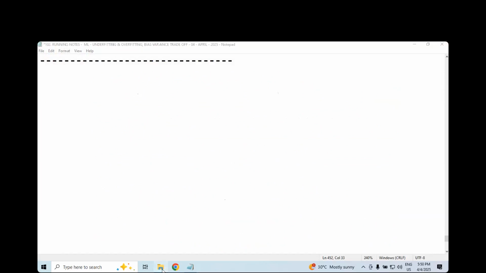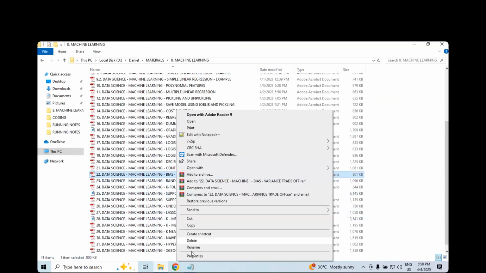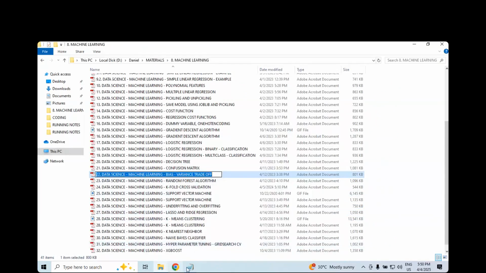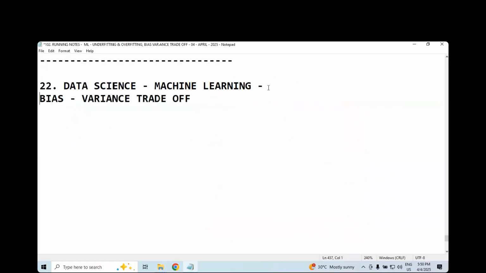Now, once we are done with this, the next topic you should understand is bias variance trade-off. Which is important. Let's focus on this.